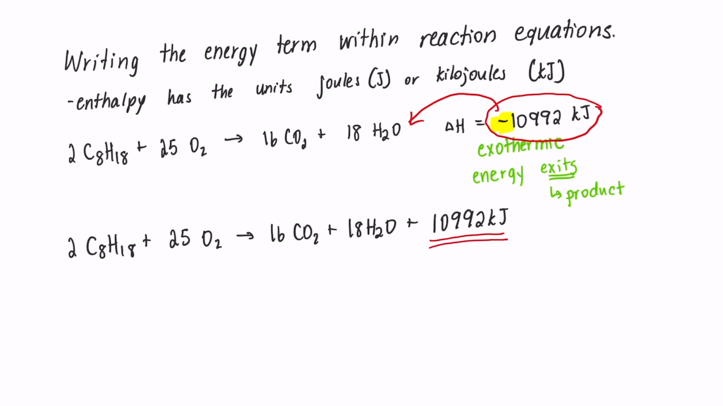Now, octane is a component of gasoline, and when this combustion occurs, all of this energy is released into the surroundings. And this energy can, for example, be used to turn the wheels of a car.